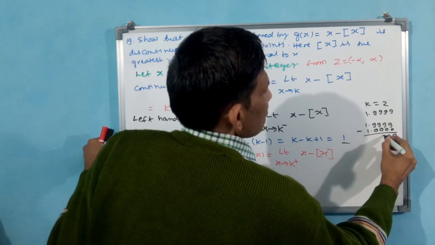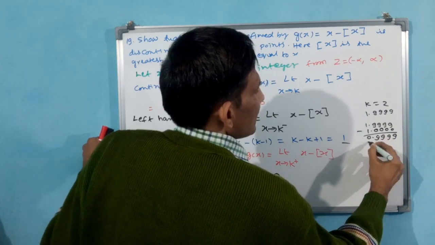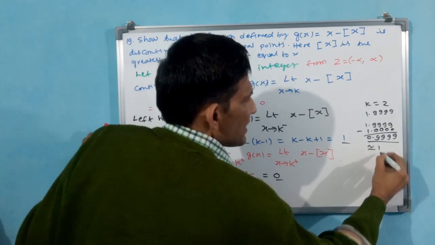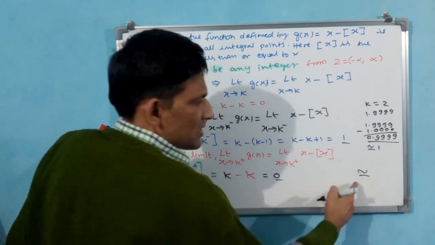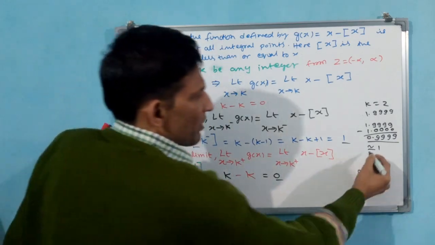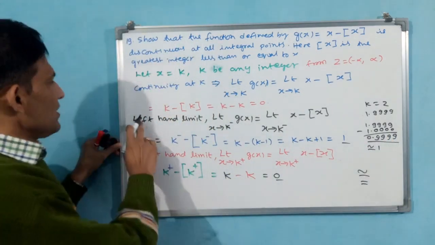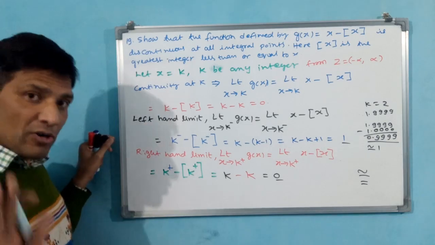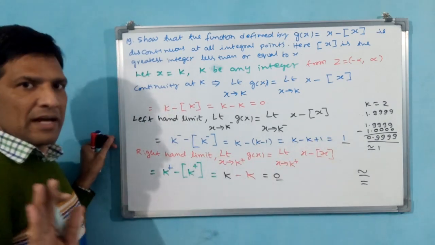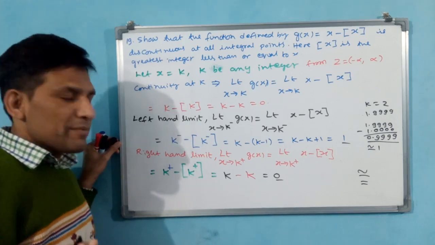Then what will become? 0.9999. That means we can say this is approximately 1. Approximately equal to 1 has become the left hand limit. See, for conceptual sake I am telling. You can write directly 1 and 0. That is not wrong. But for conceptual sake I am telling.